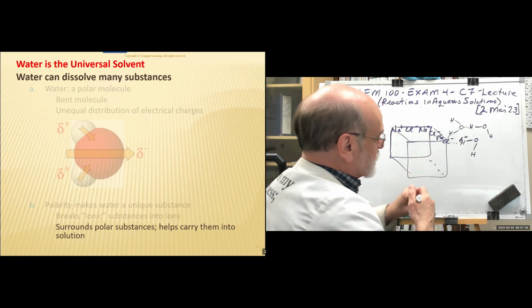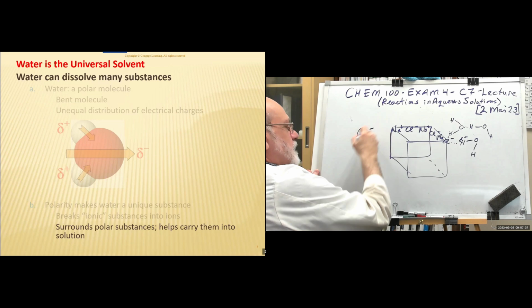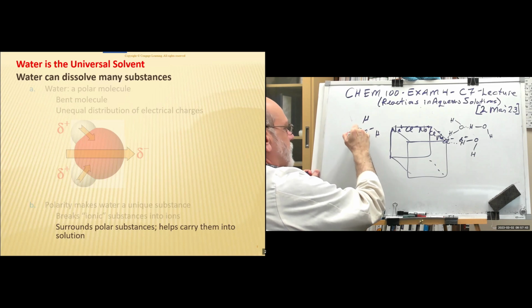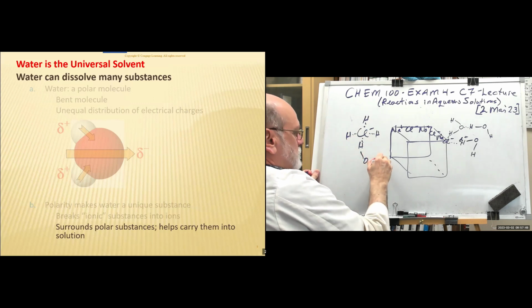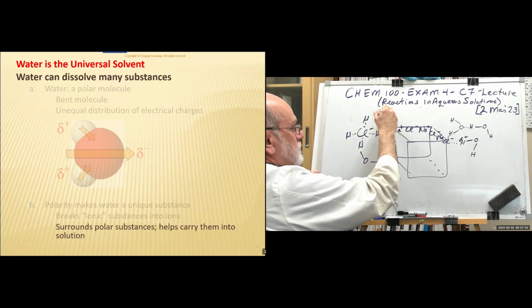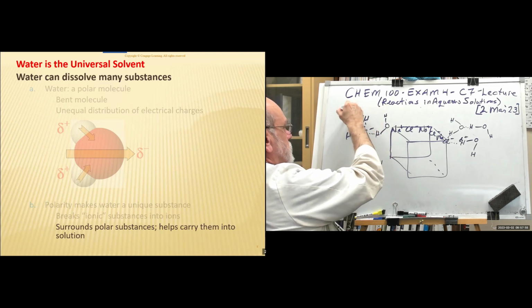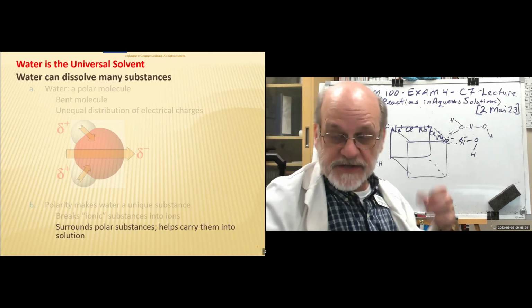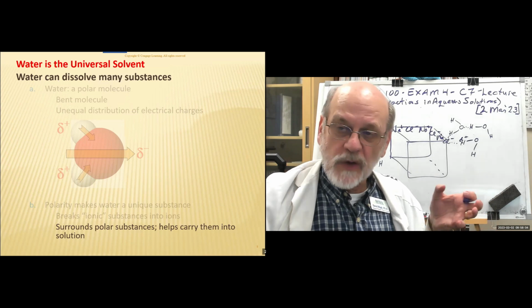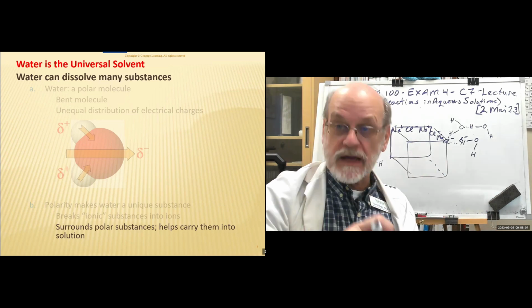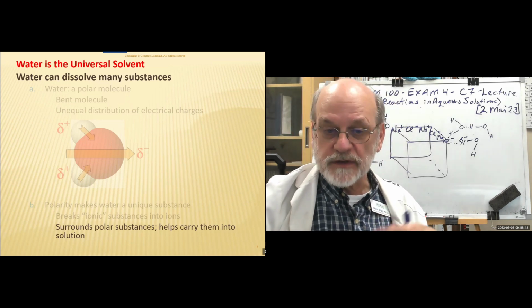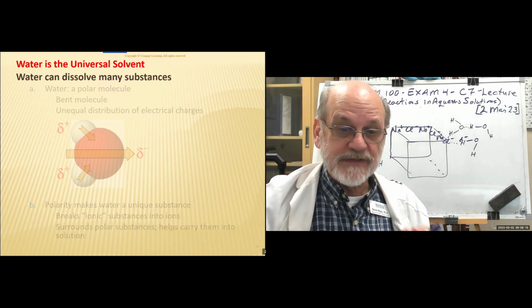And then once you get them in solution, the positive ions will be surrounded by these negative sides of the water molecules. And then a similar thing happens to the sodium, only with the sodium, it's associated with the negative side, or the oxygen side of the molecule. That's how we put polar substances or ionic substances into solution.